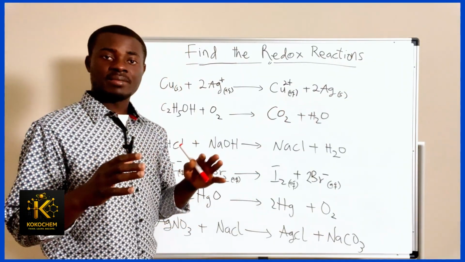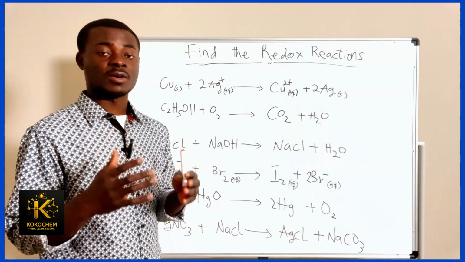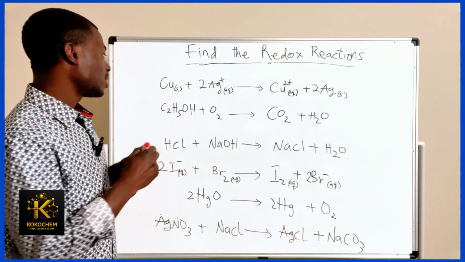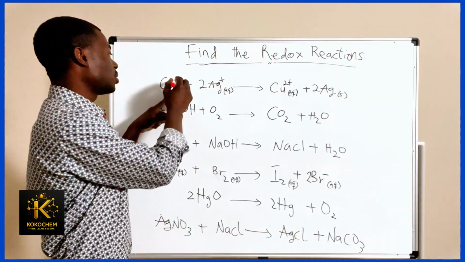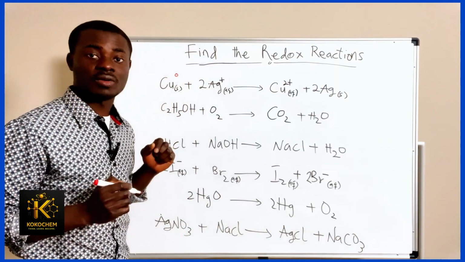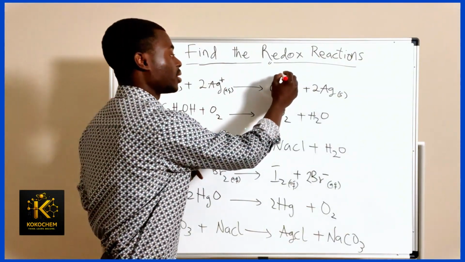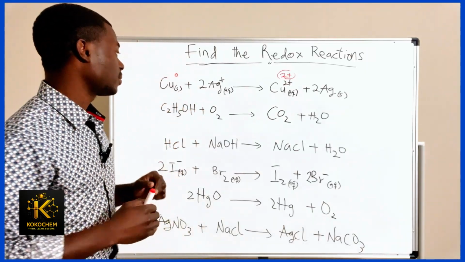Every element in its natural or pure state has an oxidation number of 0. So we are going to look at the oxidation numbers of these elements. Copper is in its original or pure state, so copper will have an oxidation number of 0. The oxidation number for copper has now jumped up to +2 on the right hand side. This tells you that copper has undergone oxidation.